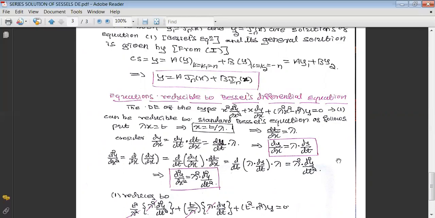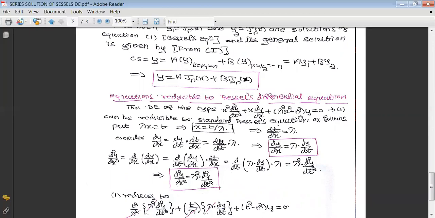And now first let us know what kind of equations can be reduced to the Bessel's differential equation. Now the differential equation of the type x square d square y by dx square plus x dy by dx plus (lambda square x square minus n square) y equals 0, let us take it as 1, can be reducible to the standard Bessel's form.